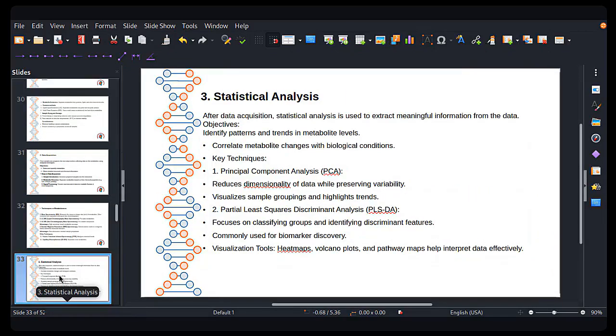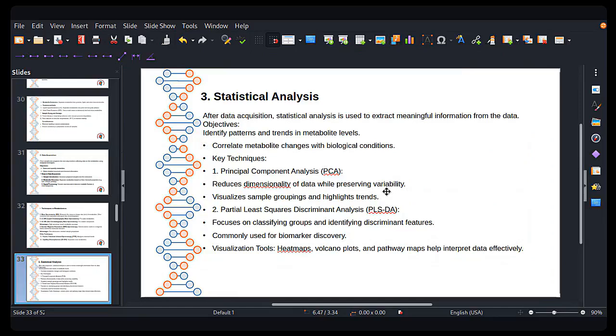Then statistical analysis. After data acquisition, statistical analysis is used to extract meaningful information from the data, right? The objective is to identify patterns and trends in metabolite levels, then correlate metabolite changes with the biological conditions. Key techniques: principal component analysis, which reduces dimensionality of data while preserving variability.